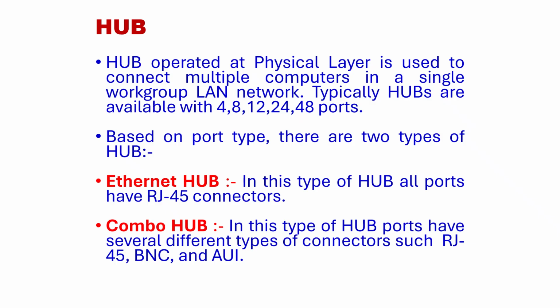One is called the Ethernet hub, the other is called the combo hub. In an Ethernet hub, all the ports have RJ45 connectors, whereas a combo hub has different types of connectors like RJ45. It also has BNC and AUI connectors to attach to the devices.